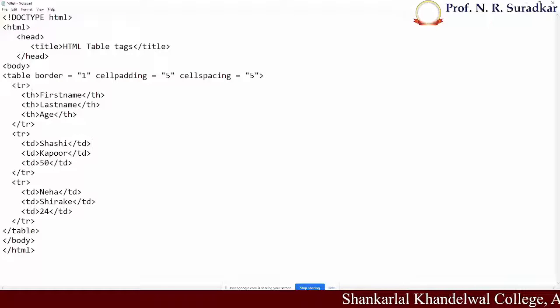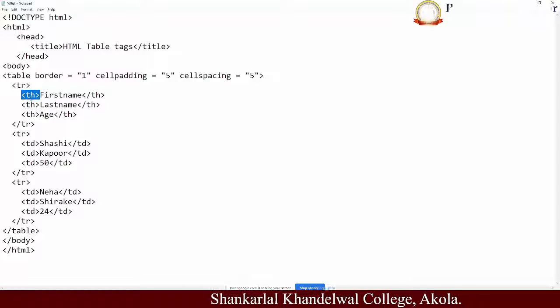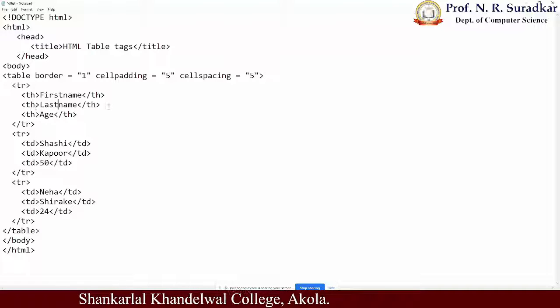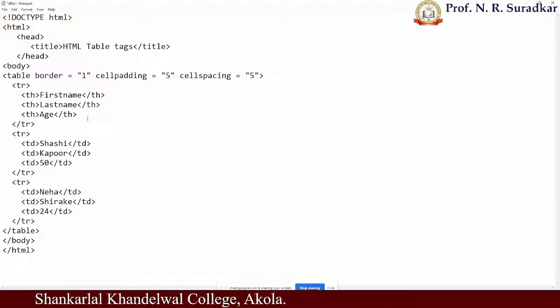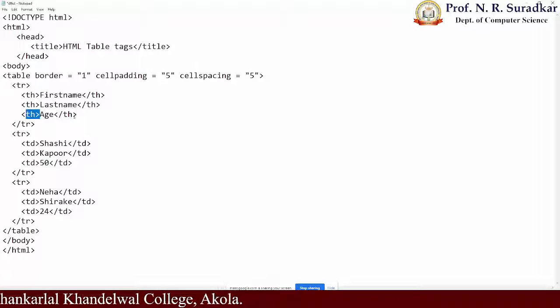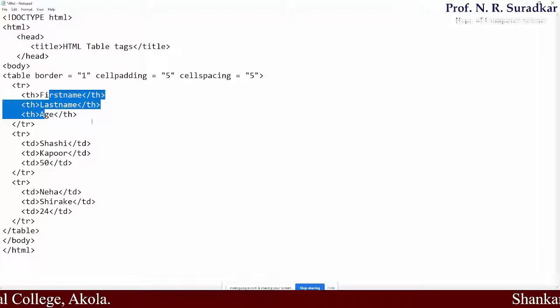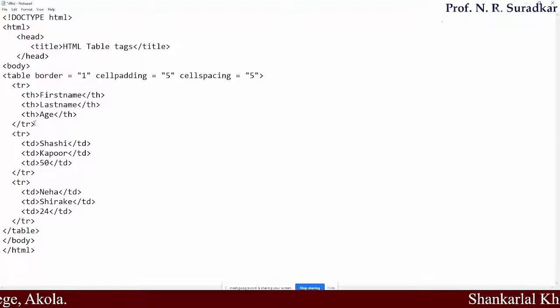TR is for creating a row, and between the TR tags I use TH to specify the heading. In the first row: first name, TH opening and closing; last name, opening and closing; age, opening and closing. The TH tag is used to specify this text as a heading. After these three pieces of text, I close one row, then create the second row with the TR tag.